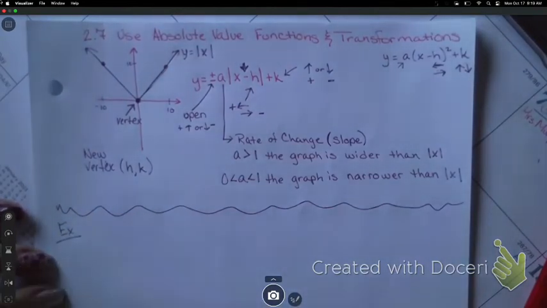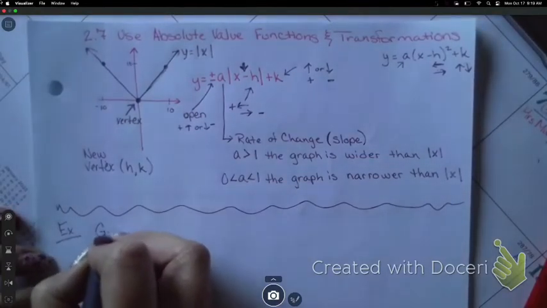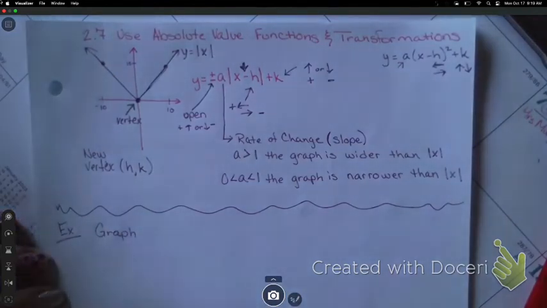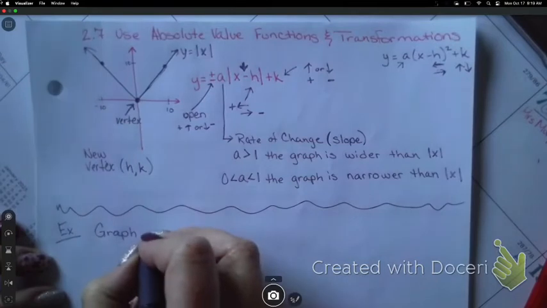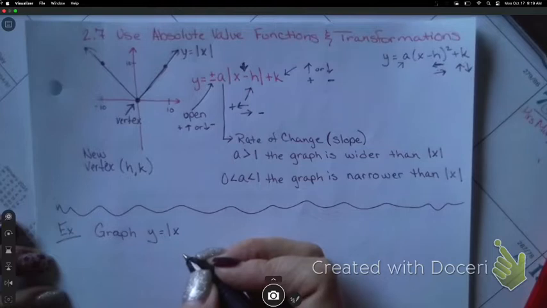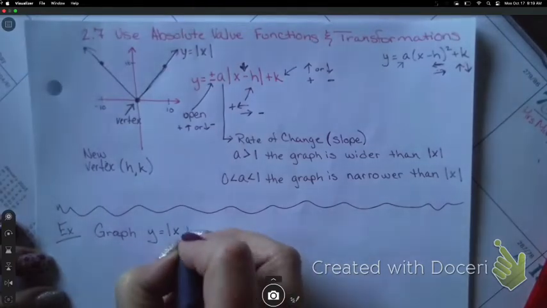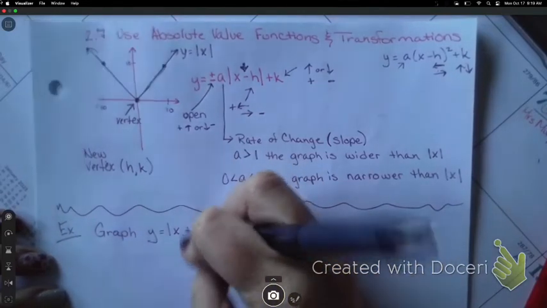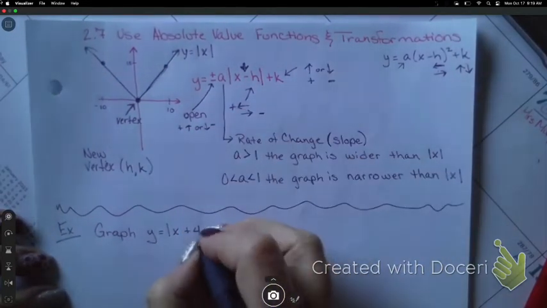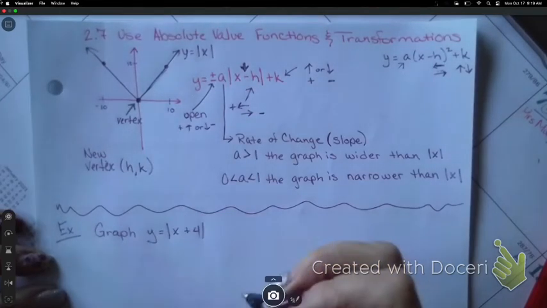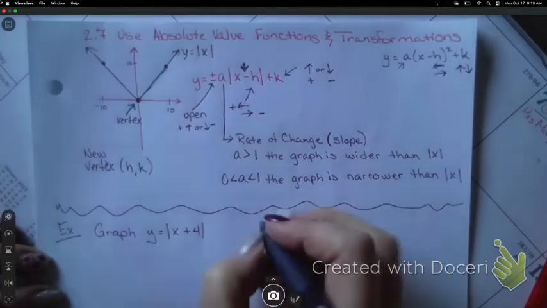So our example is graph. It says graph. That's all it says. But in order to graph, there are some steps we have to go through. So we're going to graph the absolute value of x plus 4, minus 2. Probably should put an absolute value and not a parenthesis, huh? Yeah. I would suggest you make these absolute values bigger than your ones.